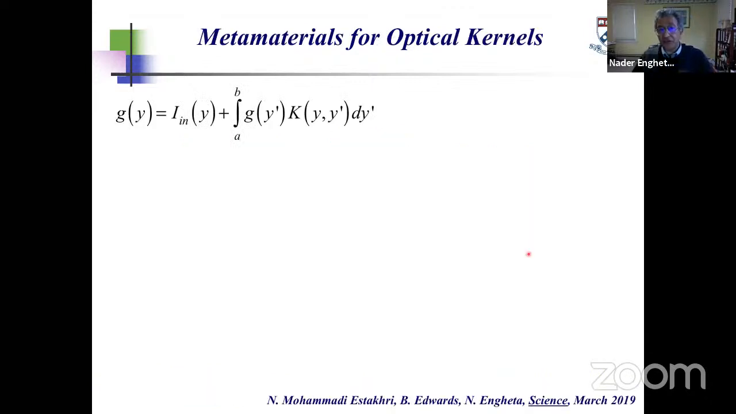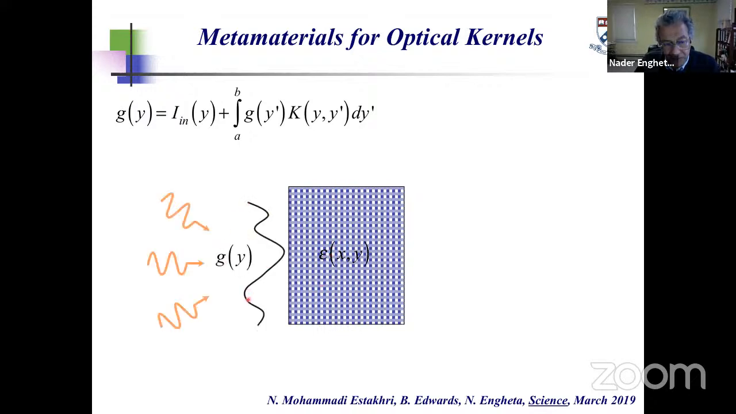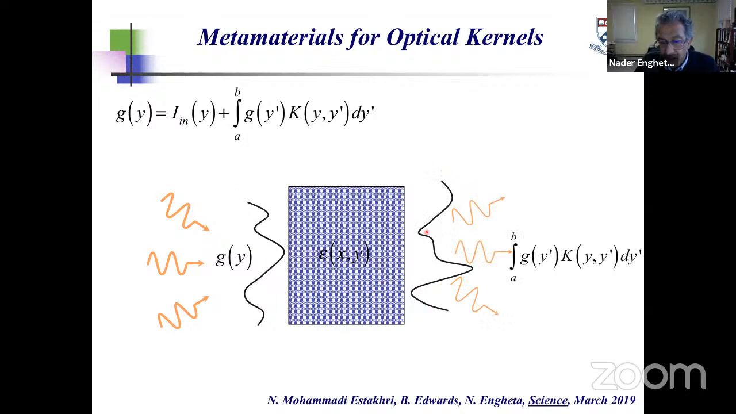Okay, so let's start with the first platform. Imagine that you have this integral equation, and what we need to do first is to design a distribution of permittivity as a function of x and y, such that when you have an arbitrary function, a monochromatic signal coming in, but with an arbitrary profile in space, when it comes out, it would be the integral of that input multiplied by the kernel.